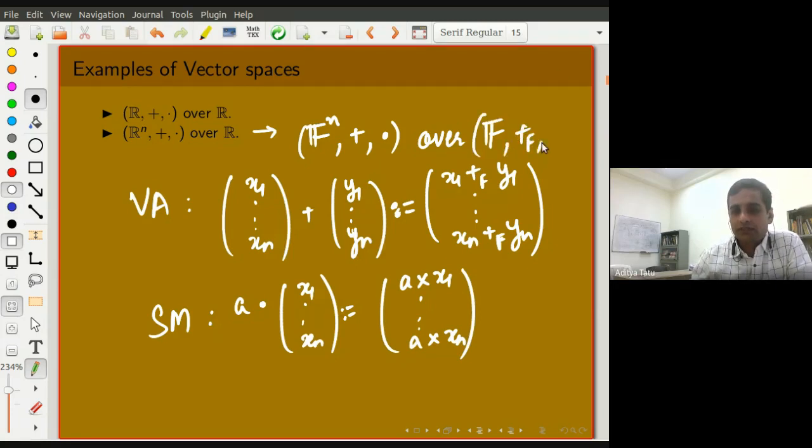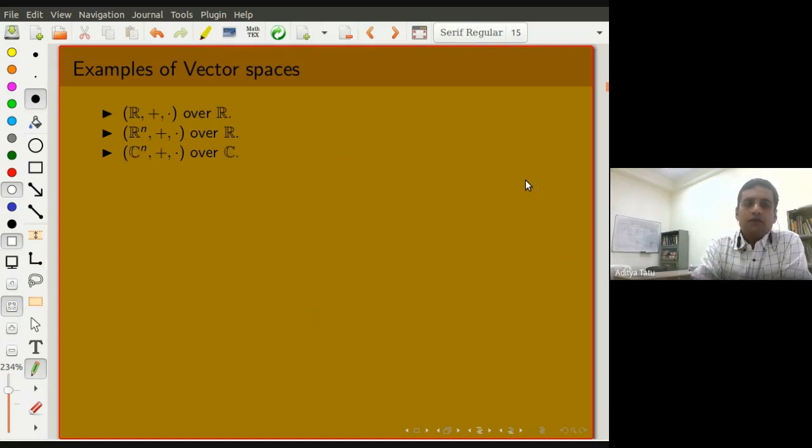Details. That all right? Yes. Okay. So of course, this is just another example of the same general example. C, the set of complex numbers, is also a field. So C^n over C is also going to be a vector space. If the previous example is clear, then these two are just specific examples of that case.